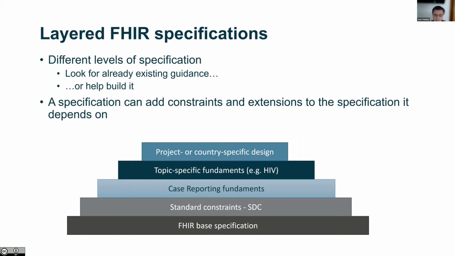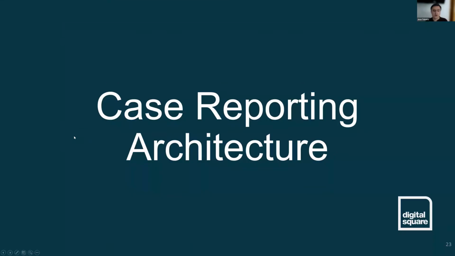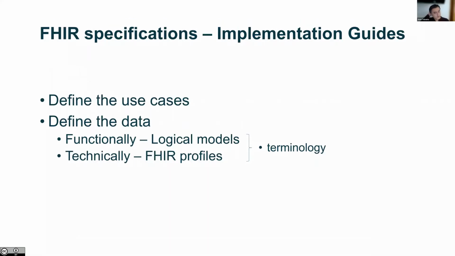Then we can say, okay, this is good. It's very useful for case reporting. Then let's make a case reporting layer out of this. And then we have the case reporting fundamentals. And on top of that, we can say, that's very interesting for case reporting, let's refine this for example for HIV or for chronic disease specifications. So we can add layers. And on top of this, we can have our own project or our own language. So we can add layers on top of layers. This is very important for us, because what we'll be doing now in the next part, which is the architecture, is looking into exactly how to put these use cases.